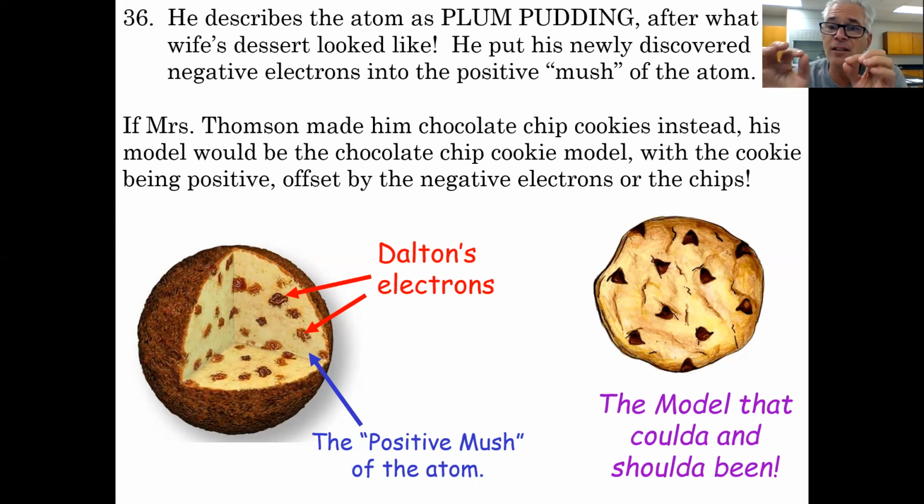Atoms have little chocolate chips. Those would be the electrons embedded in the positive mush of the atom. A chocolate chip cookie is an atom, and the chips represent the electrons, and the cookie part represents the mass of the atom that's positively charged. And one cookie, one atom, is neutral. And there's just the right number of negative electrons, or negative chips, in each size cookie to keep them neutral.